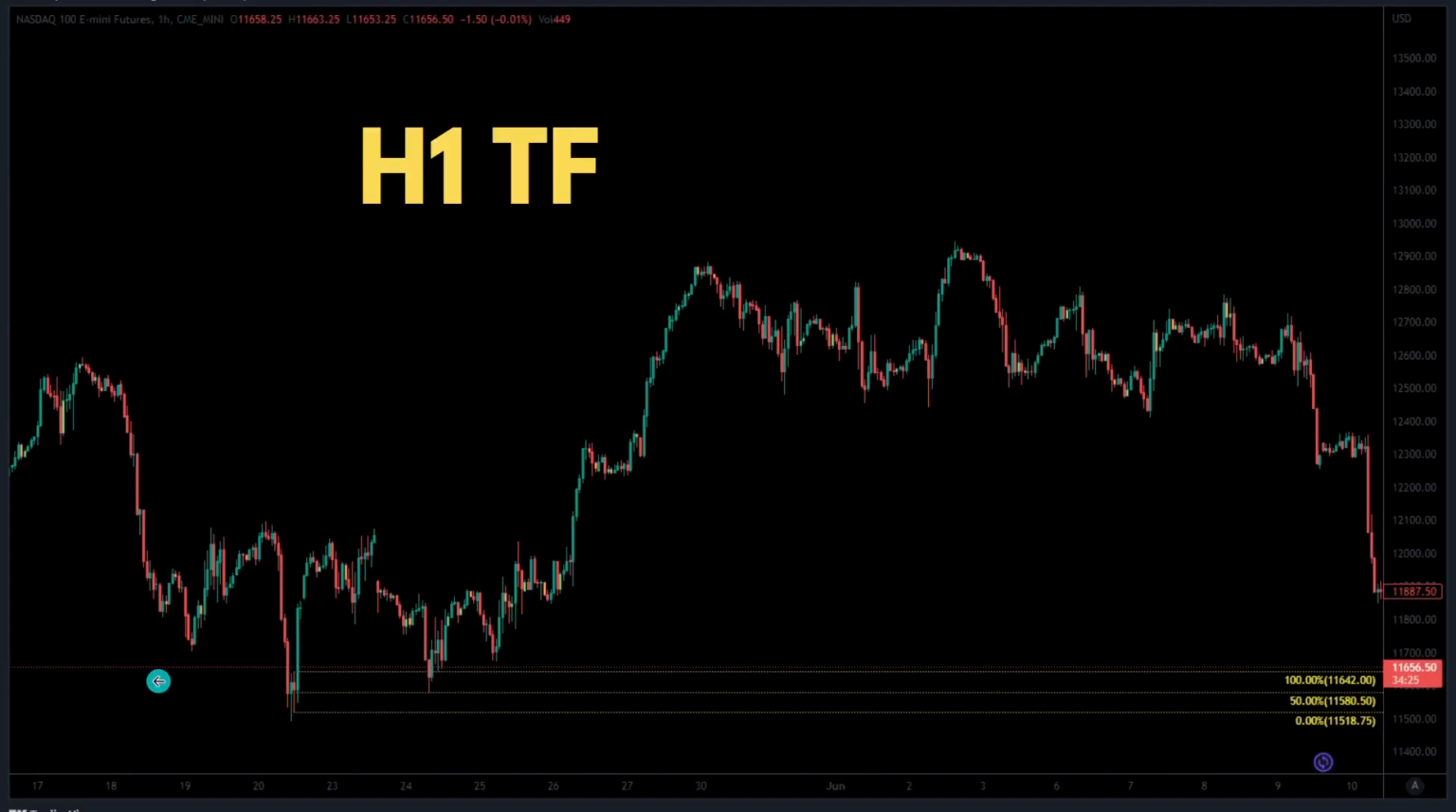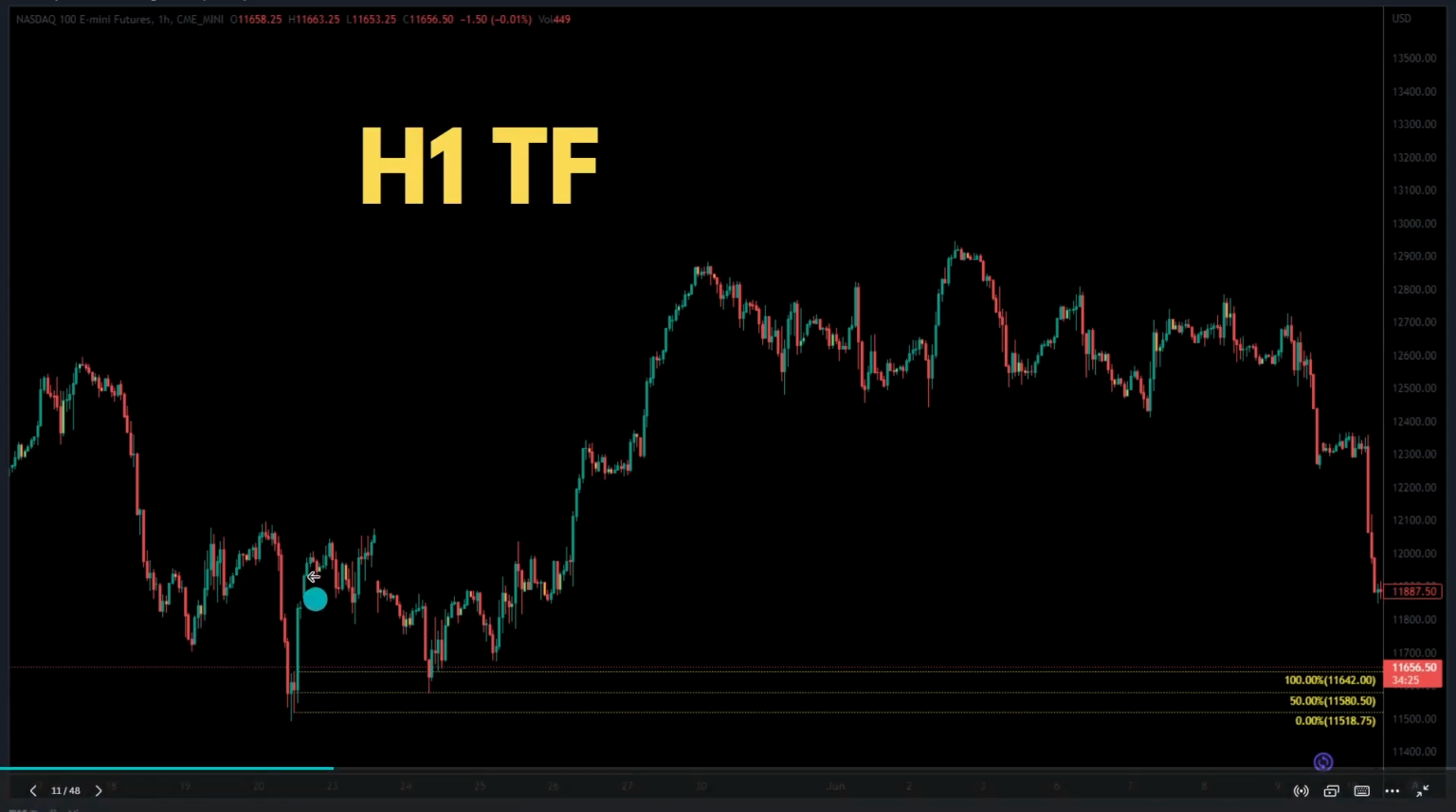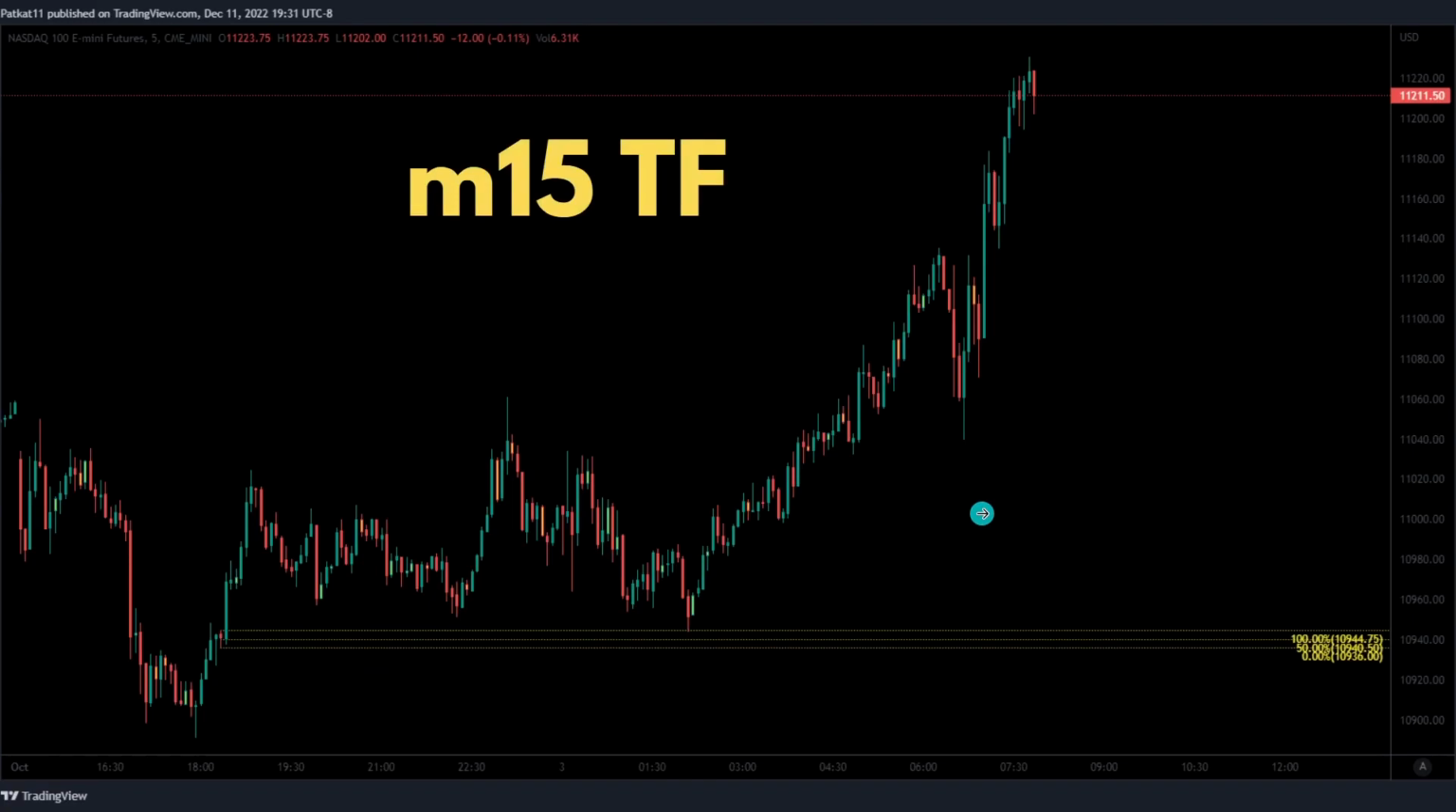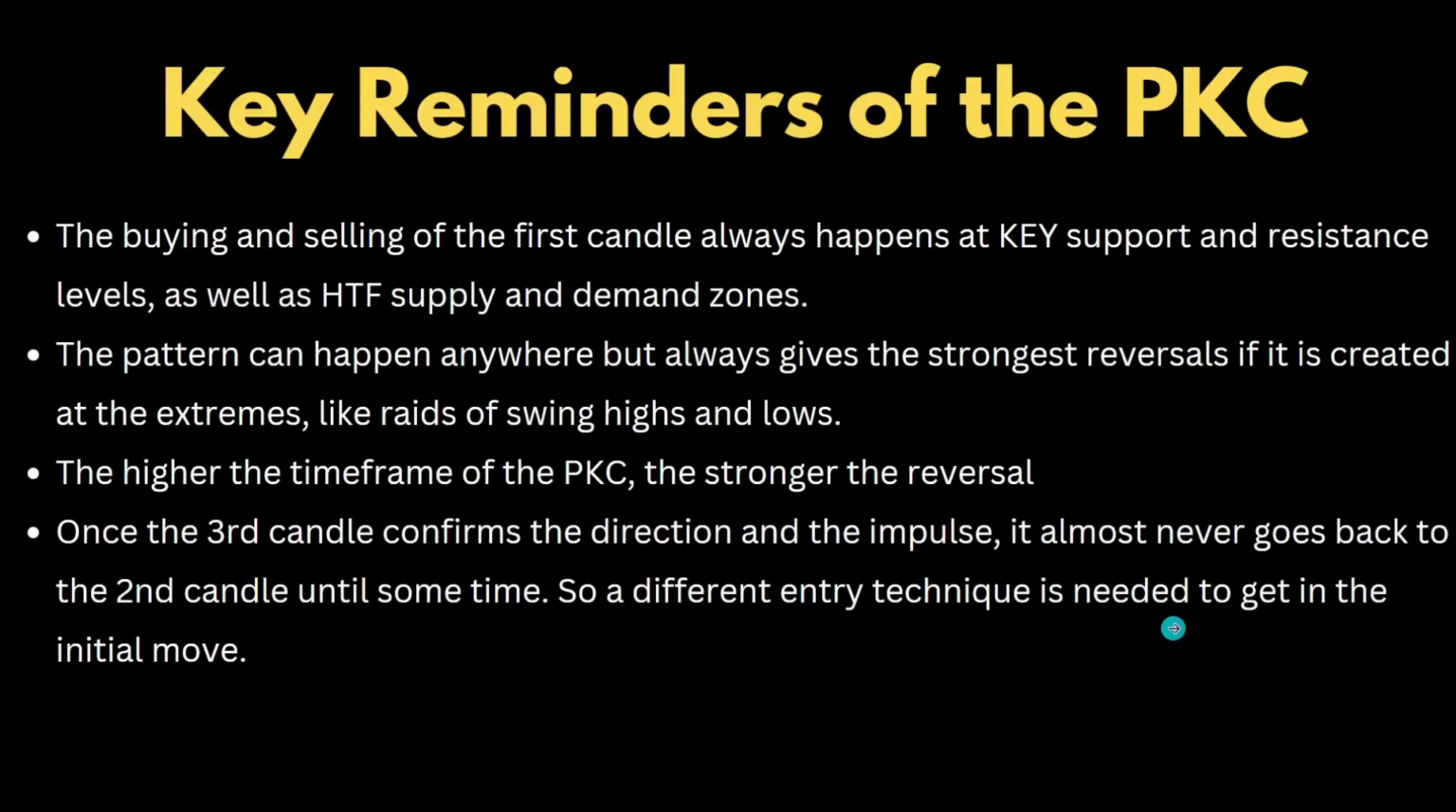H1 time frame, set up here, rally, did a rounded retest, tested the mid-range, rallied, tested the top, then rallied. M15 time frame set up here, did a rounded retest here, only tested the top, couldn't even reach the mid-range, and pretty much rallied from there. So as you can see, the PKC happens across all time frames, and once you get a really good PKC at a key support or resistance level, then the reversal is usually pretty strong.